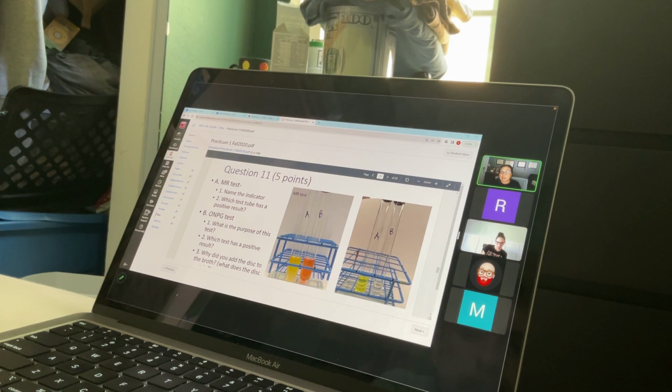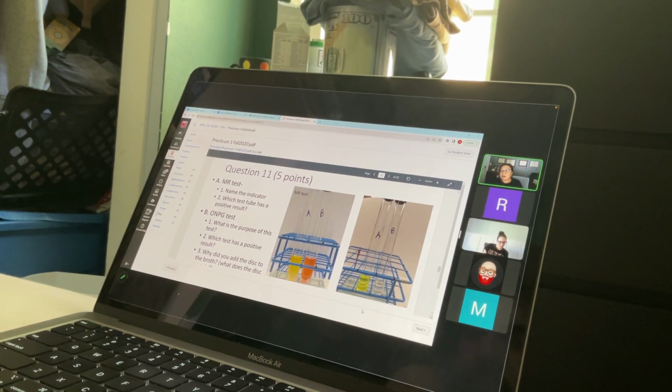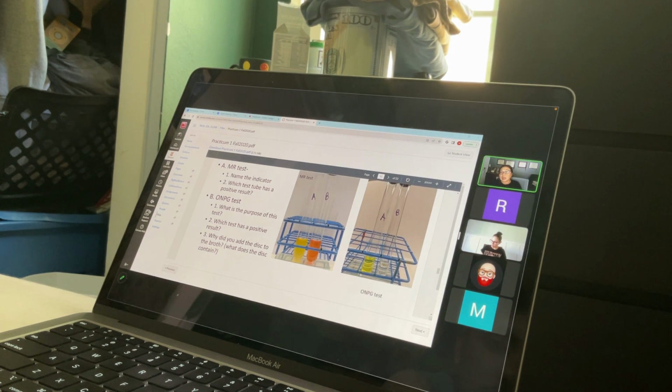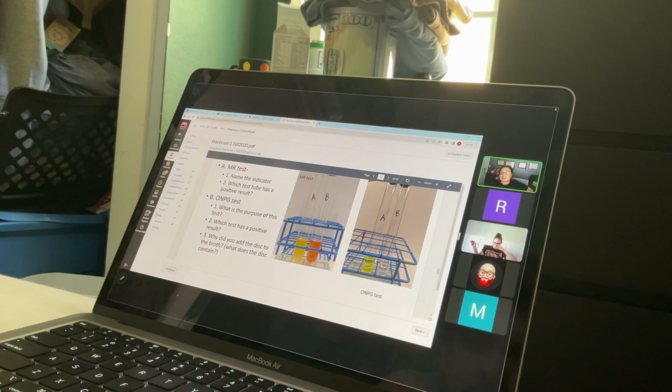And if they ask which tube is positive: the tube that turned yellow is positive. Again, this is a pH change, because the indicator is orthonitrophenol. It's a color change because of a pH change. Acidic result. I think it's pyruvic acid that's being formed, but double check me on that. So the tube that changed yellow is the positive.